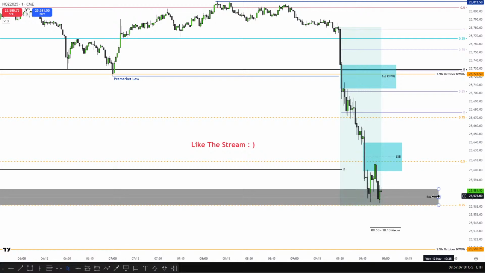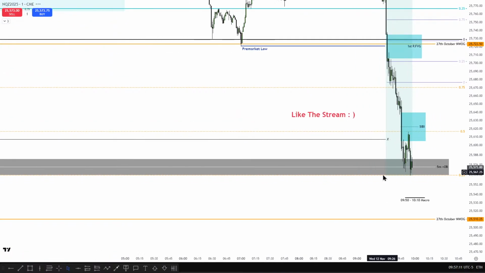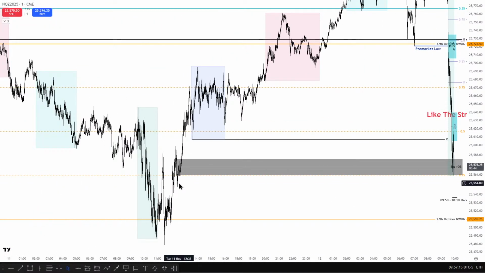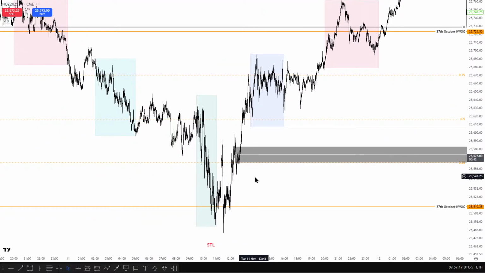Okay, bearish order block now. That would be a sell into. I don't really have any objectives for it.